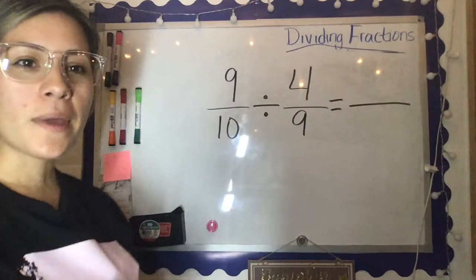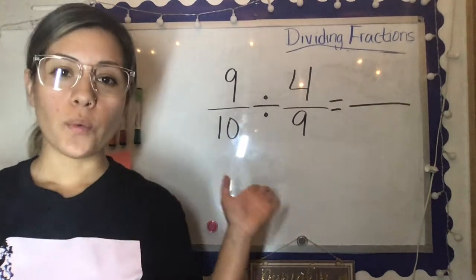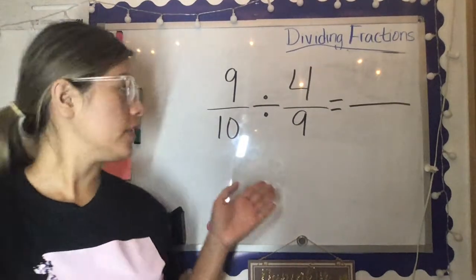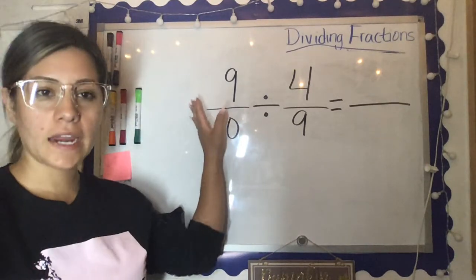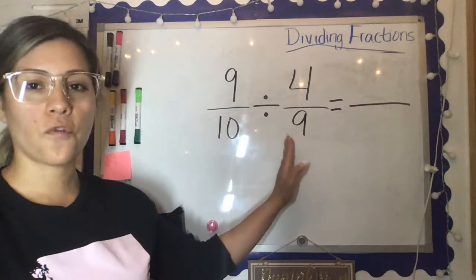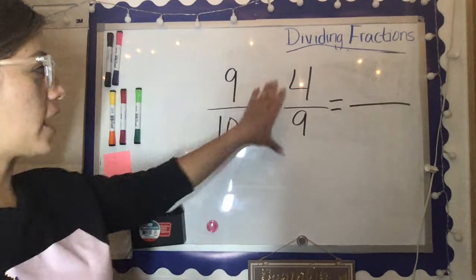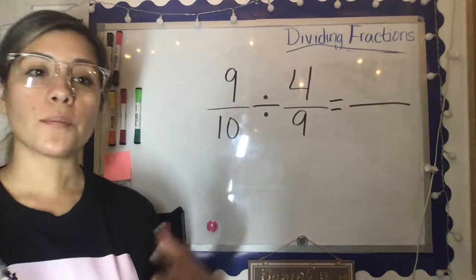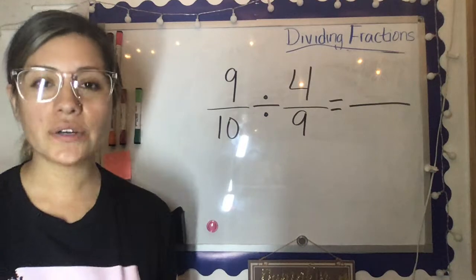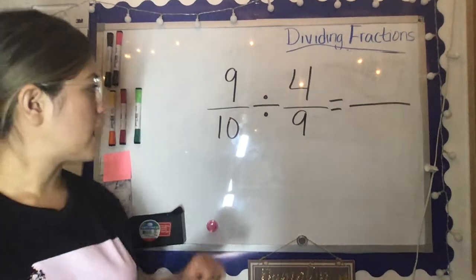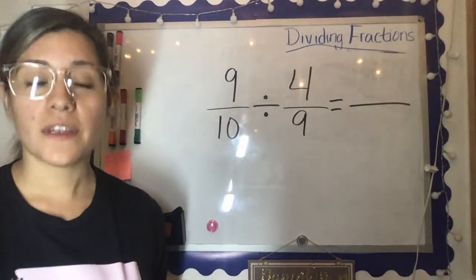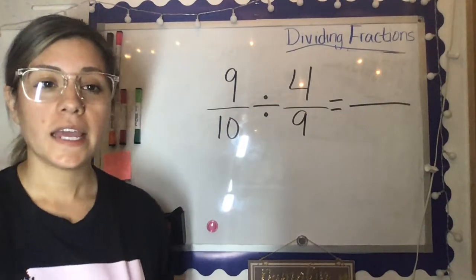Okay, so now we have another problem here. We have another example. This is a division. And here we have 9/10 divided by 4/9. So we have two fractions that we're going to divide. And remember, we're going to use the whoop whoop strategy to help us get the answer. Division of fractions is actually one of my favorites. It's very easy because you just do the opposite if you do the whoop whoop.